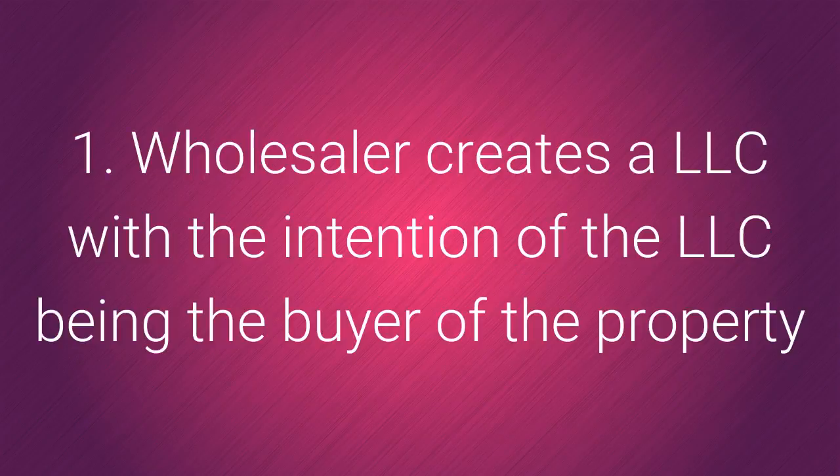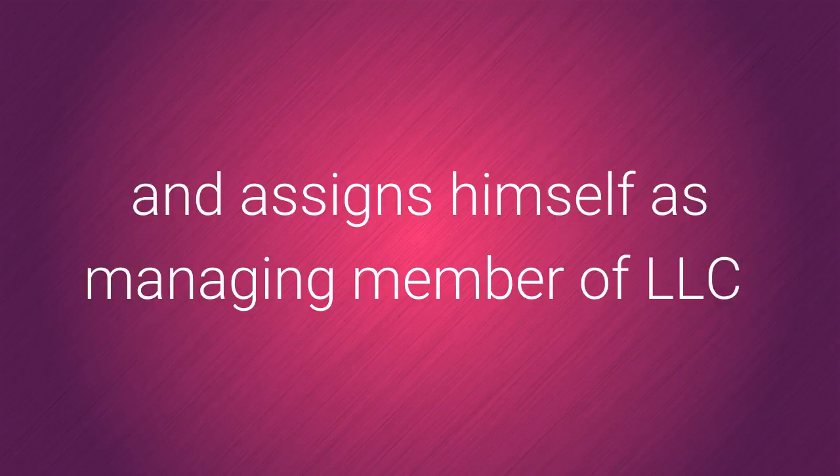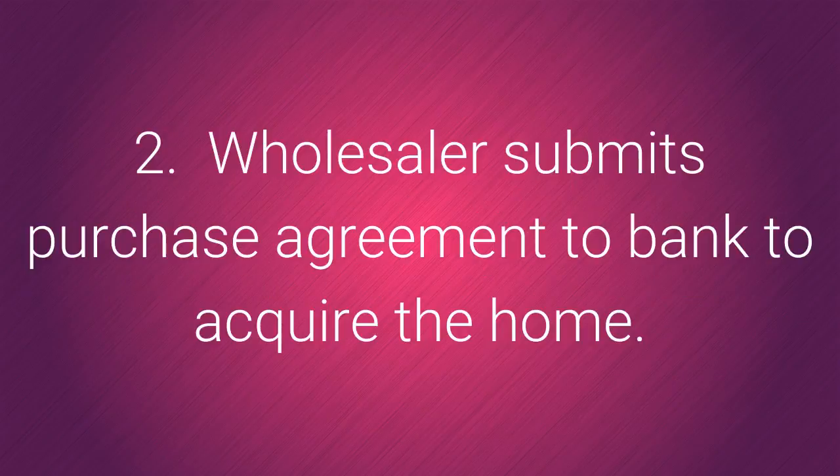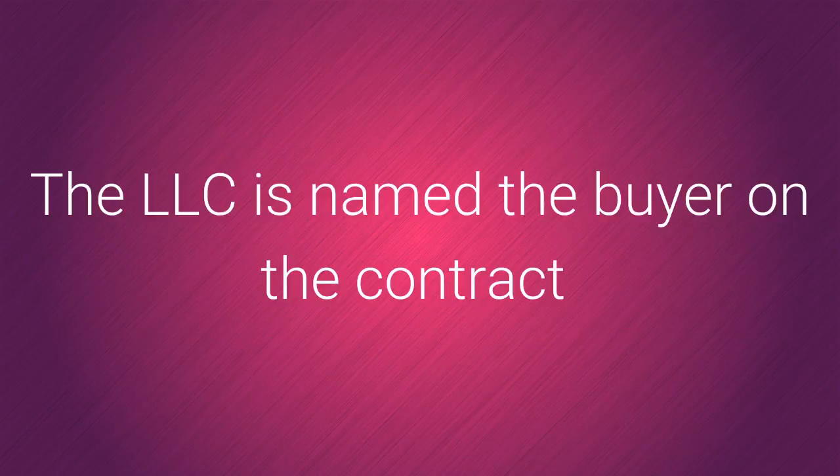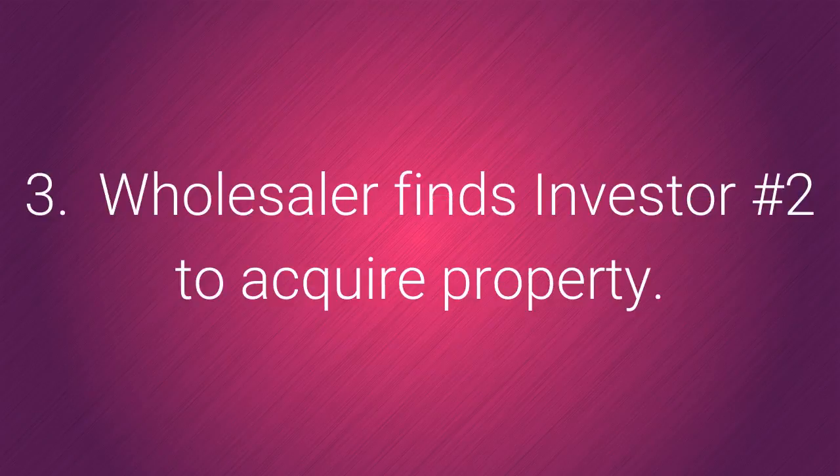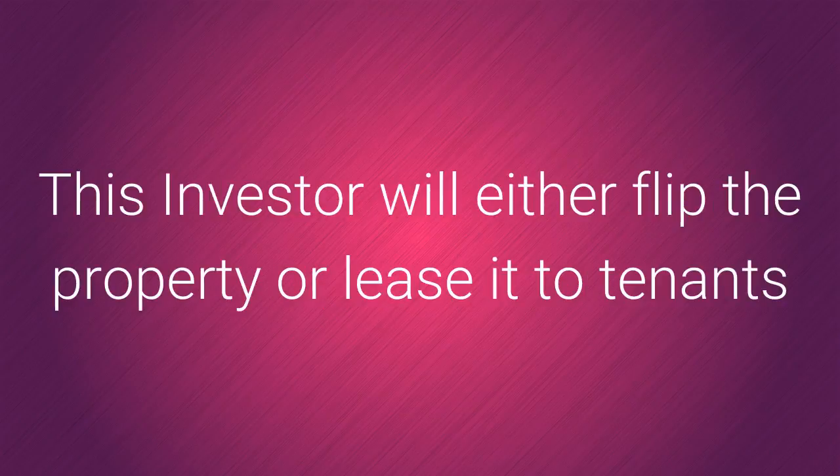Number 1. Wholesaler creates an LLC with the intention of the LLC being the buyer of the property and assigns himself as managing member of the LLC. Number 2. Wholesaler submits purchase agreement to the bank to acquire the home. The LLC is named the buyer on the contract. Number 3. Wholesaler finds investor number 2 to acquire the property. This investor will either flip the property or lease it to tenants.